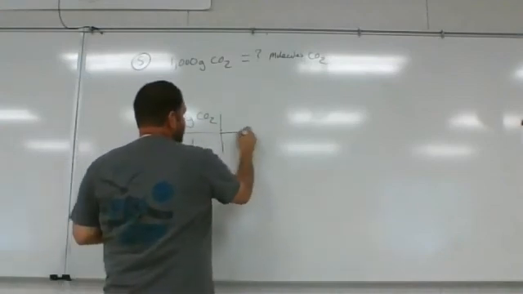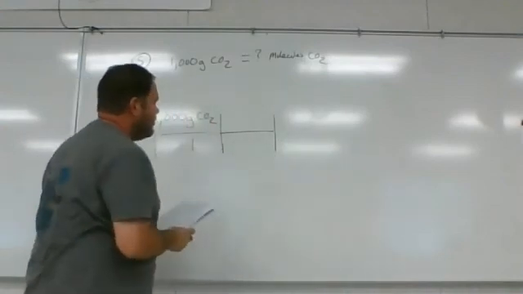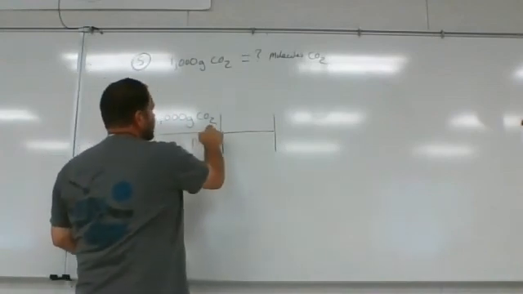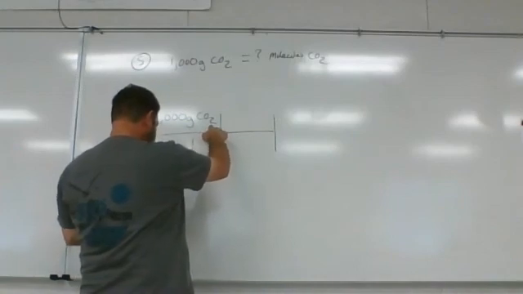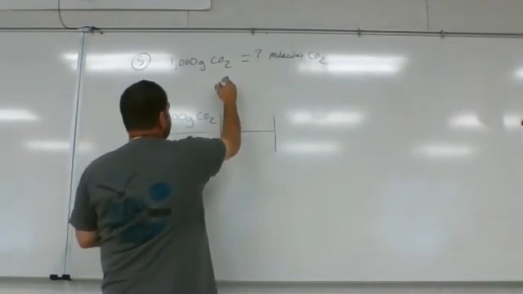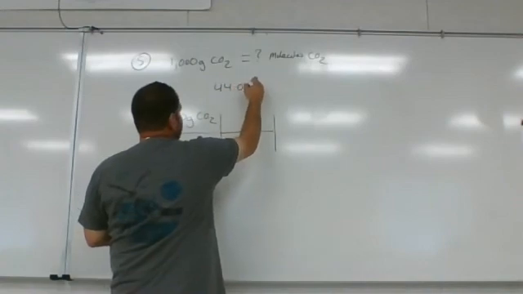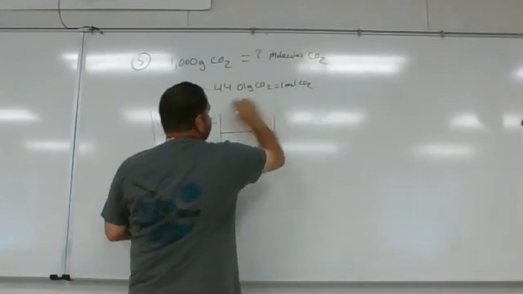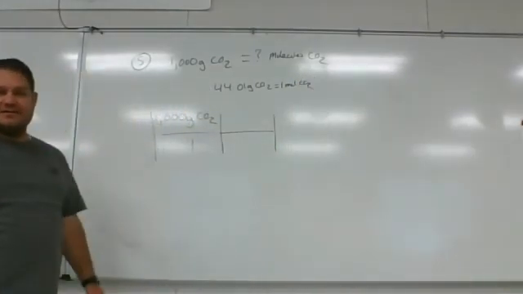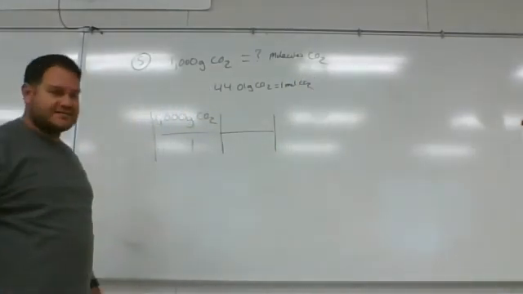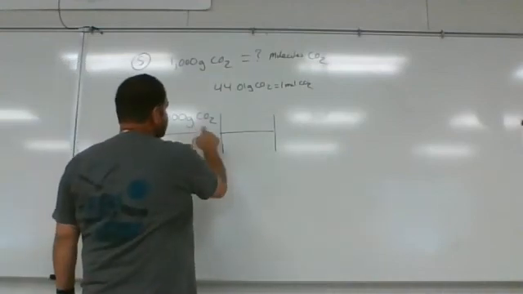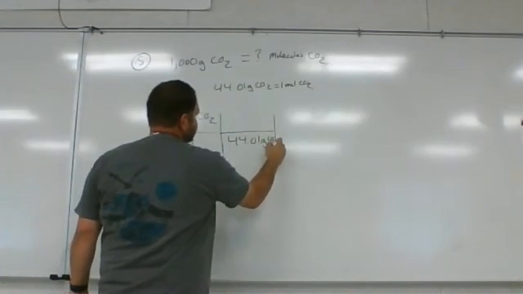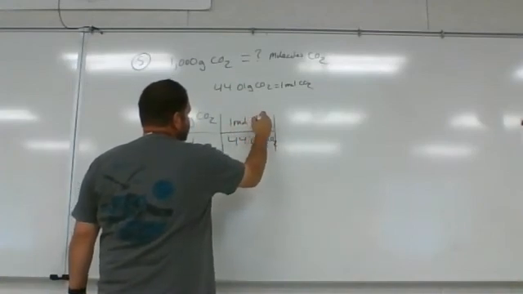Now I'm going to go to my mole island. So to go from mass to mole island, I need the molar mass of CO2. Well, I calculated the molar mass of CO2 to be 44.01 grams CO2 equals 1 mole. Okay, so you're going to have to calculate that using the periodic table, your molar mass. So that means my grams go at the bottom, 44.01 grams of CO2 to 1 mole of CO2.